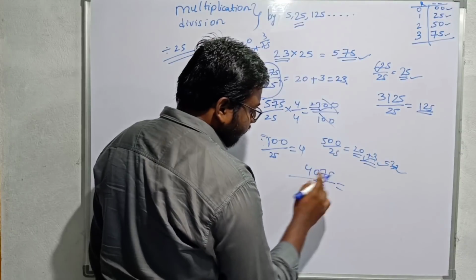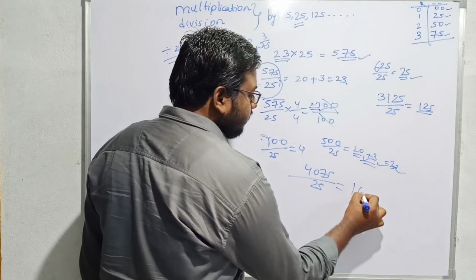70 by 25: 7 fours are 28... 44 is 160 plus 3. 163 will be my result.